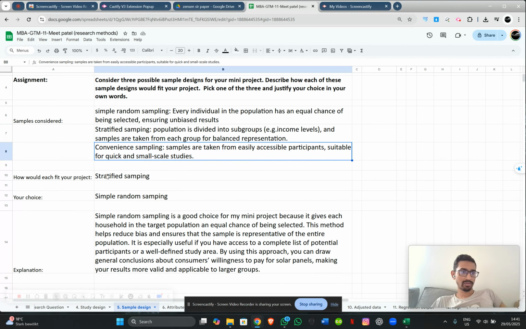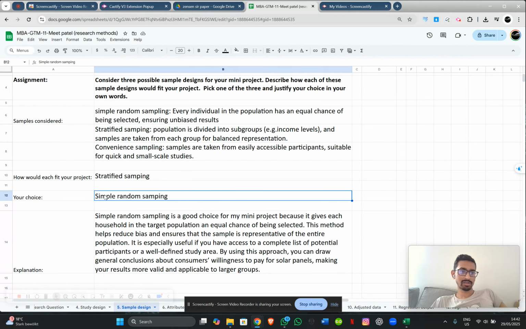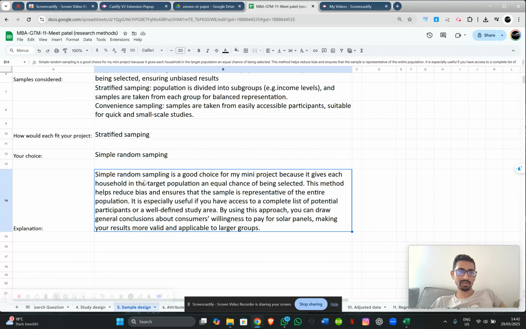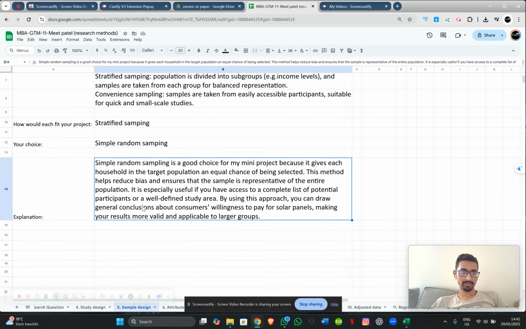My choice is simple random sampling because it gives every household in the target population an equal chance of being selected. This method helps reduce bias and ensures that the sample is representative of the entire population.